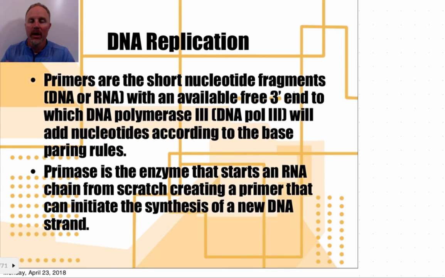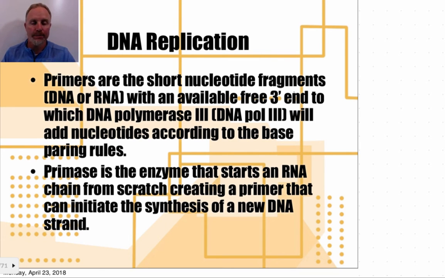And these primers are these short fragments of RNA. They have an available 3' end, and it's important for you to remember that they're added to the free 3' end of this molecule. I'm going to go over that with you multiple times, but just remember it's added to the free 3' end. It's going to be important for a couple of different reasons, which we'll talk about coming up. And then you have DNA polymerase 3, and this is going to add these nucleotides according to the base pairing rule. So when it encounters an A, it's going to add a T, when it encounters a C, it's going to add a G, and so forth.